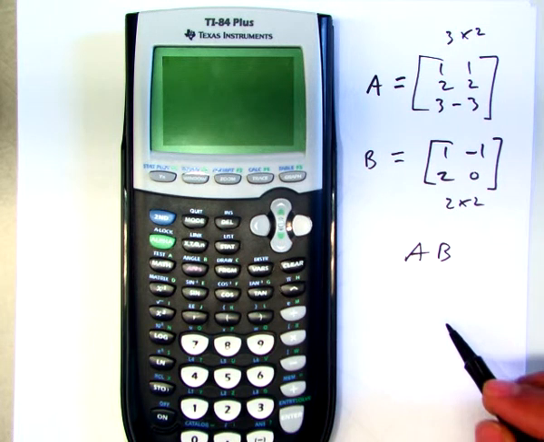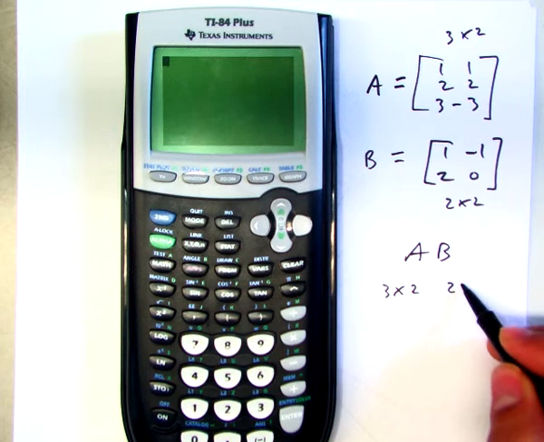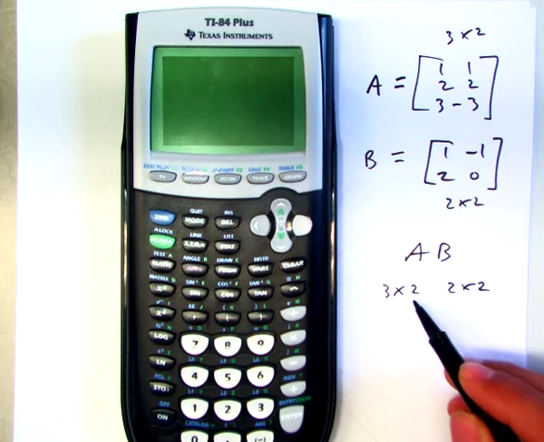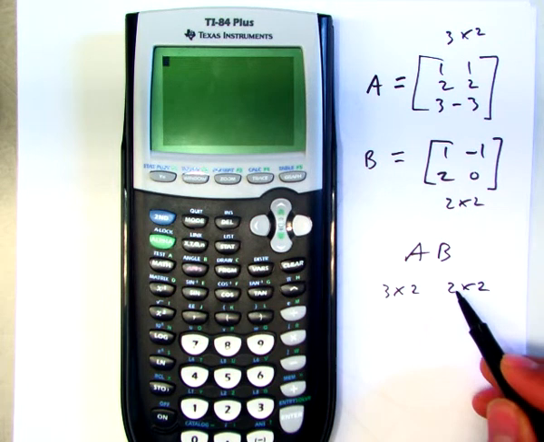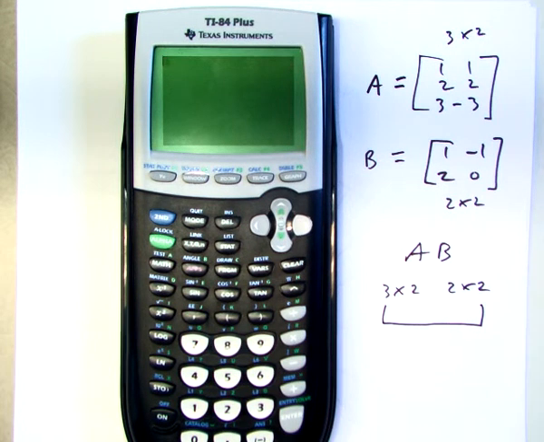The dimensions for A are 3 by 2 times a 2 by 2. So everything checks out, right? Number of columns in A equals number of rows in B. The answer is going to be a 3 by 2. Let's have the calculator do it for us now.